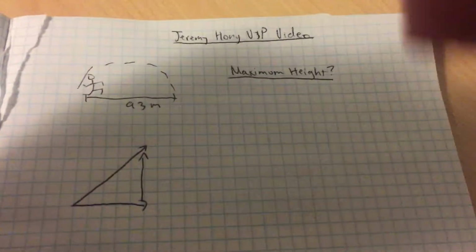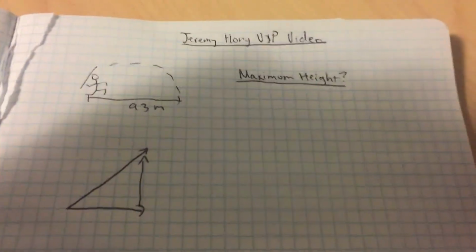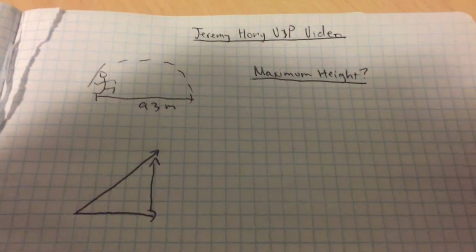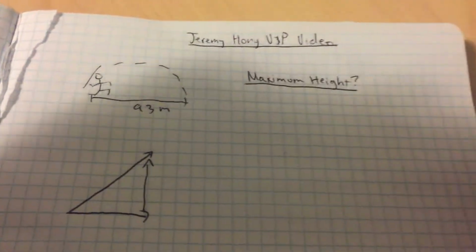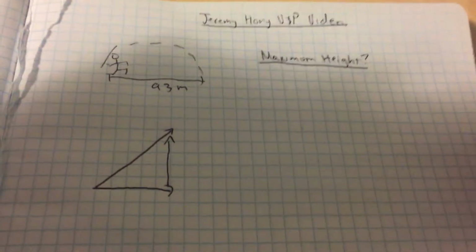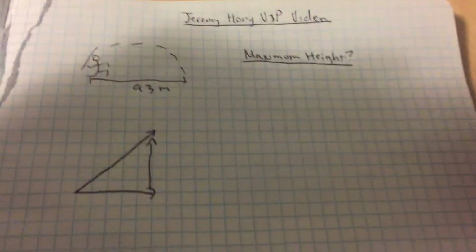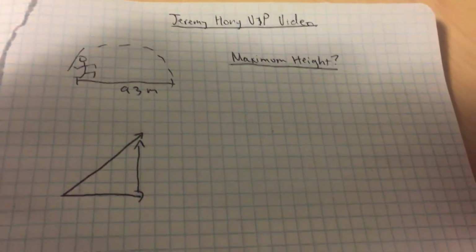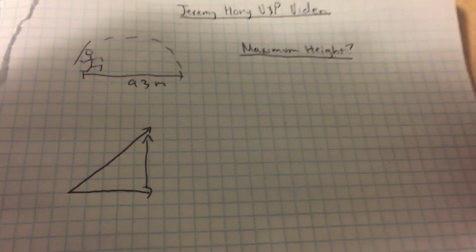In 2015, Julius Diego threw a javelin about 93 meters, and what we want to find today is how high that javelin reached. So from the computer lab, we learned that 45 degrees was the optimum angle to launch a projectile if you're going for a distance.